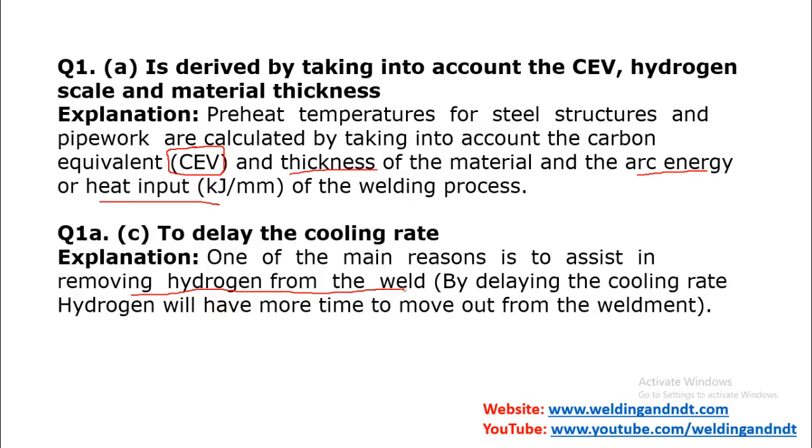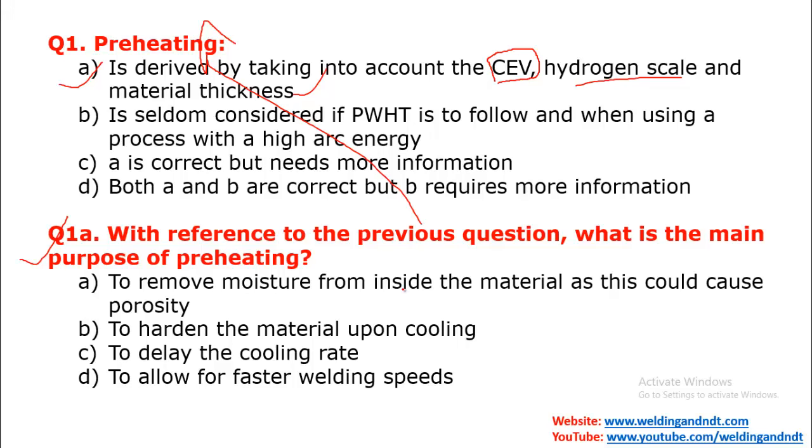See, I have explained all these mechanisms in my CSWIP 3.1 video lecture series, so you can understand the mechanism of what is hydrogen embrittlement, how hydrogen gets trapped into the welding, and how it diffuses out from the welding. All these things I have explained in my CSWIP 3.1 video lectures, so you can watch those videos. Now for this question, option C is the more accurate, I think. Option C is the more appropriate answer among all the four answers.